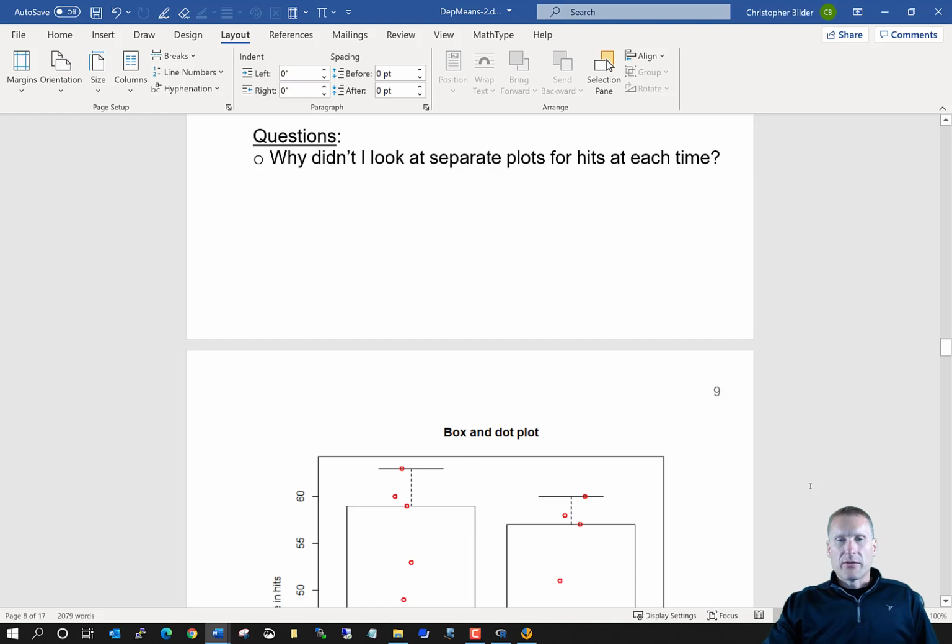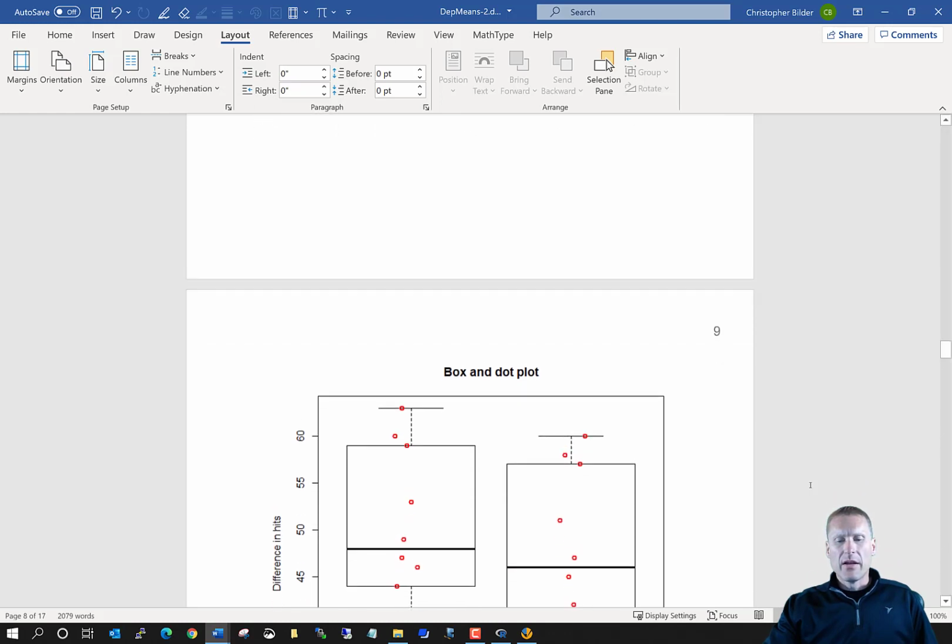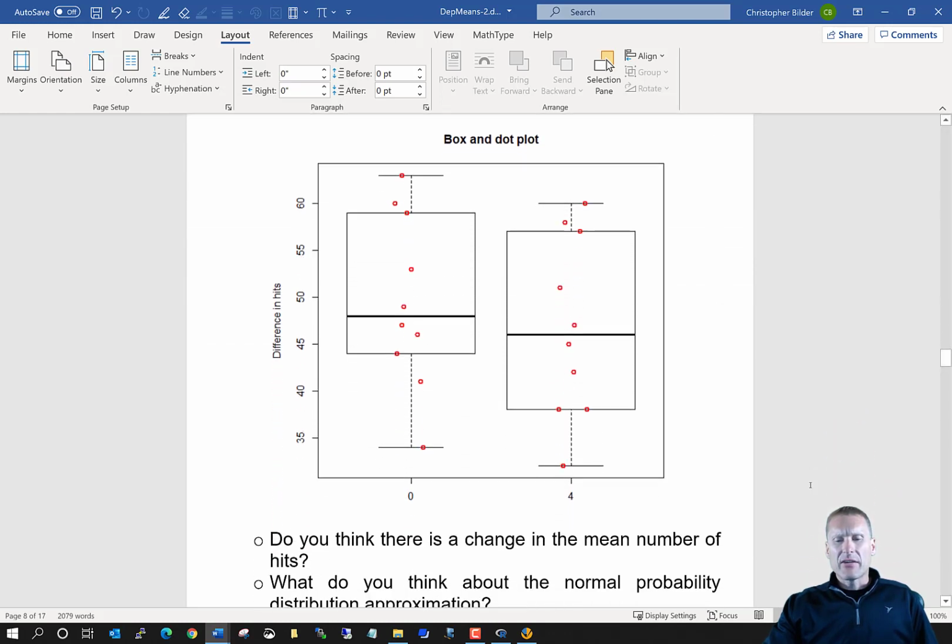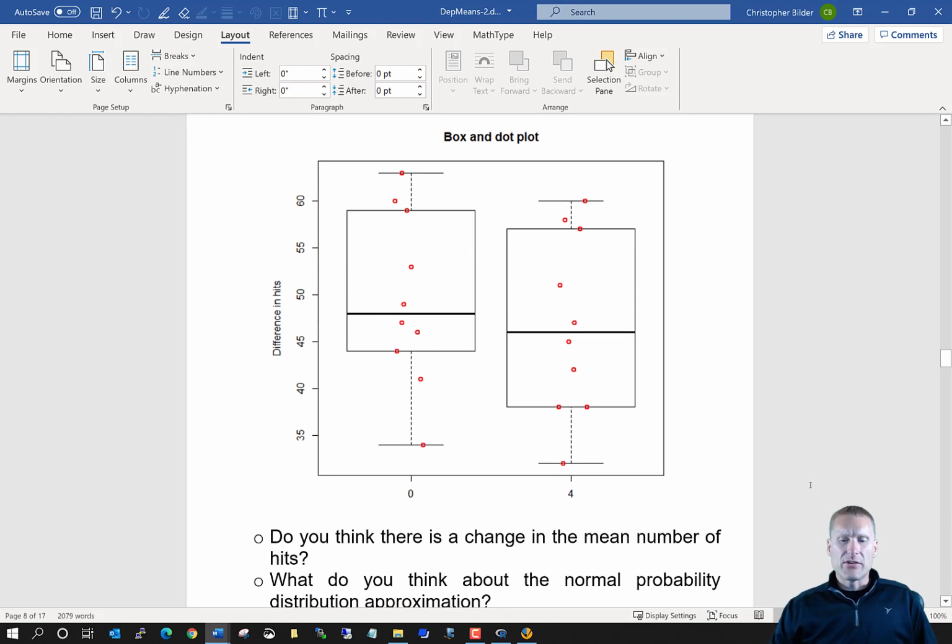And so a question for you. The corresponding code for those plots is in my R program. Make sure you understand how those plots were constructed. So some questions. Why didn't I look at separate box and dot plots for each time period? Well, here's what it looks like if I would have done that.